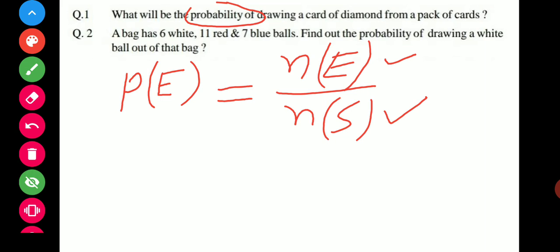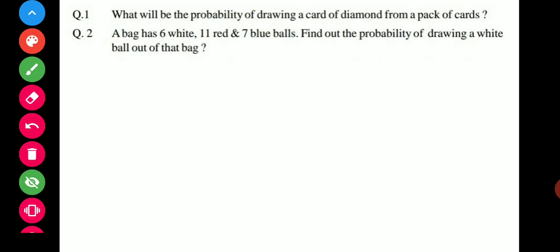Now come to the first question. It's your formula of probability. Probability is represented by PE, the number of events which are happening is denoted by NE, and the number of events which are happening or not happening is the NS. So how can we find this? Now come to the first question. What will be the probability?